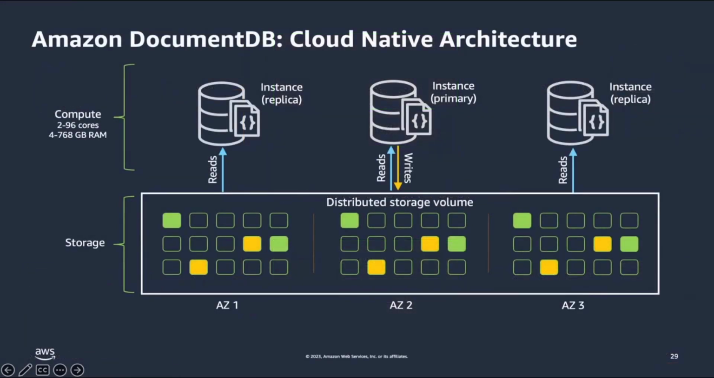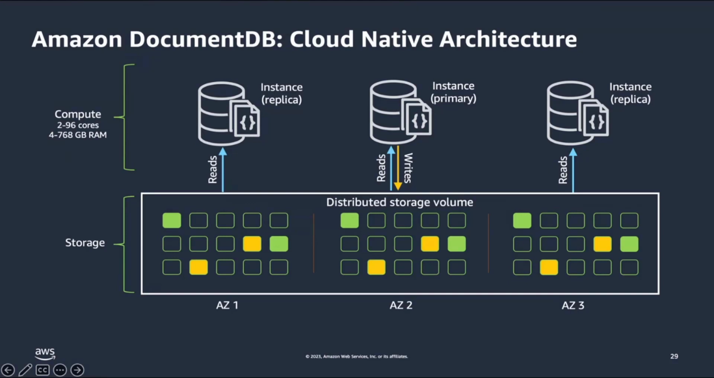So a closer look at this cloud native architecture, you see this separation of storage and compute. At the top, you see the compute layer where you'll have 1 to 16 instances distributed across 3 availability zones in the AWS region where this instance is running. DocumentDB supports instance sizes from as small as 2 vCPUs and 4 gigabytes of RAM, all the way up to 96 vCPUs and 768 gigabytes of RAM.